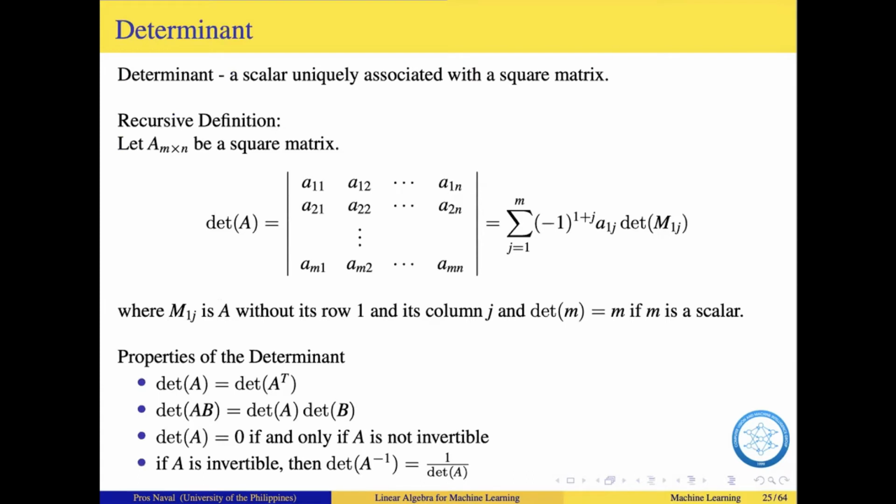The determinant is a scalar that is uniquely associated with a square matrix with the following recursive definition. So this is something that's very familiar. We've done this perhaps in high school, but I'm sure you've done this in college, so we'll not elaborate on this too much.